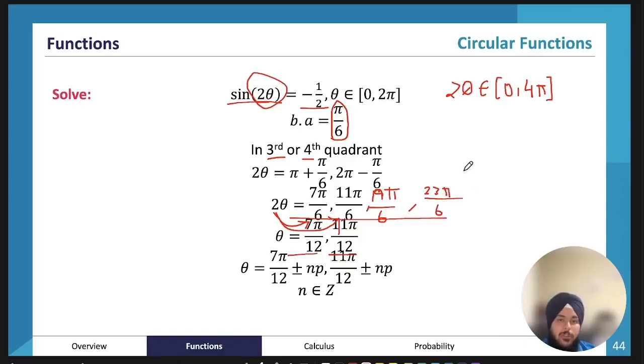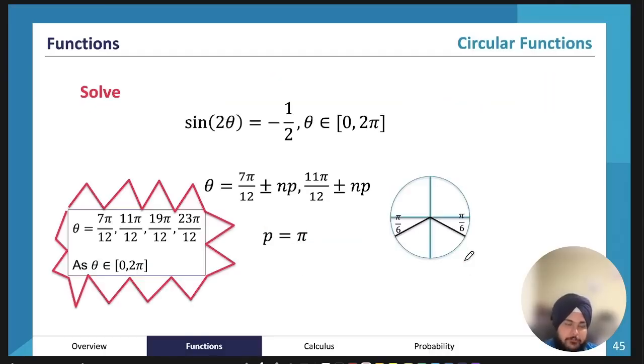And I've found all the values in the adjusted domain. Then what I need to do is divide by 2 from each of them. So then it would be 19 pi on 12 and 23 pi on 12. So those are therefore my solutions. So again, let me know if you have any questions in the chat.